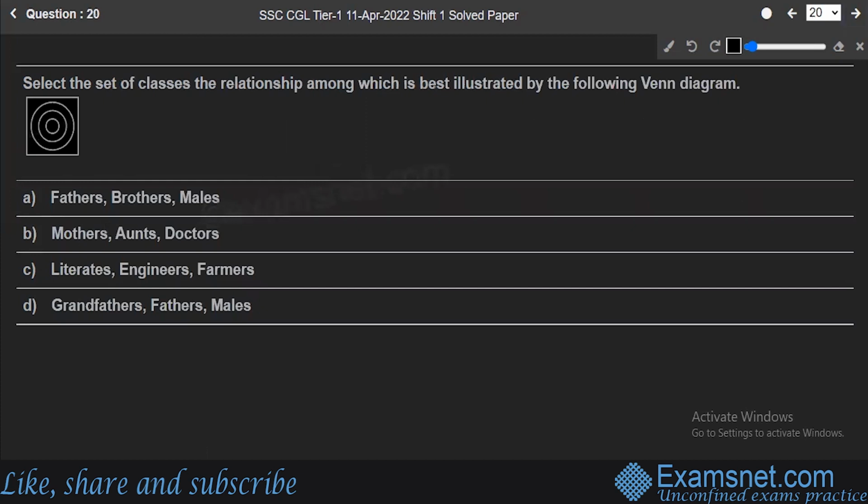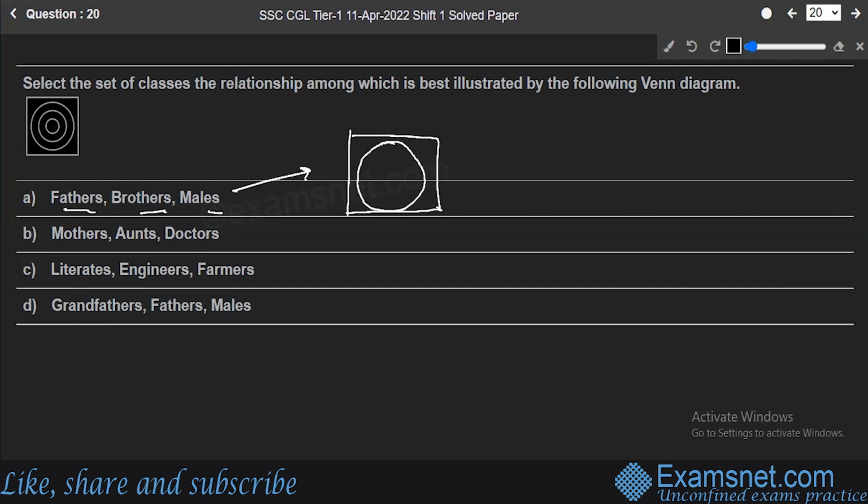Select the set of classes, the relationship among which is best illustrated by this Venn diagram. So the options are: fathers, brothers, males; mothers, aunts, doctors; literates, engineers, farmers; grandfathers, fathers, and males. So let's check all the options one by one. I'll be having father, brother, and males. Let's make a Venn diagram for that. So I'm making for this one, the first one. Here is a square, correct?